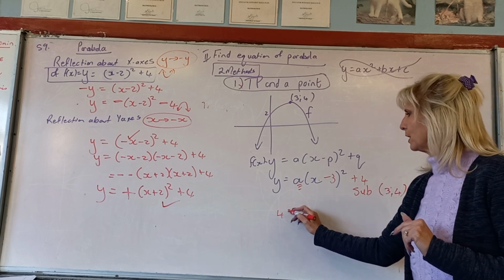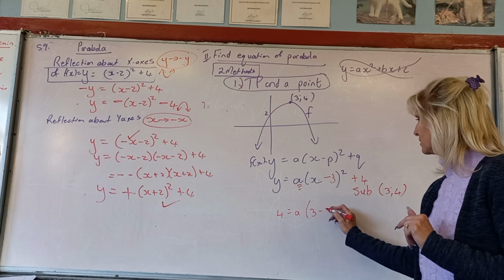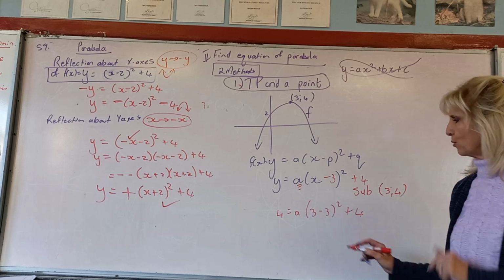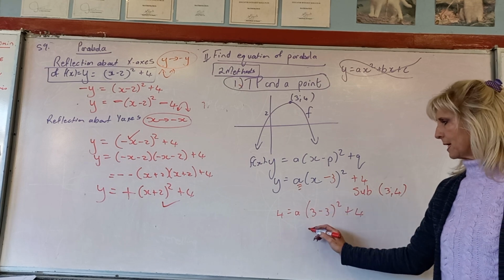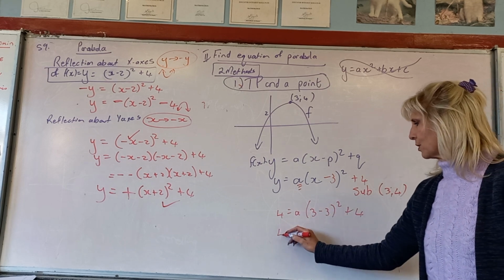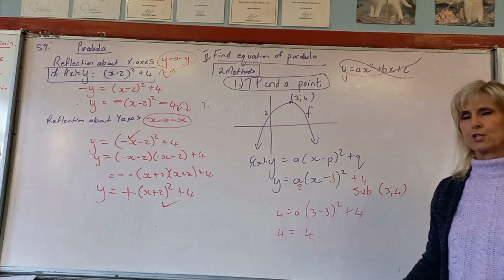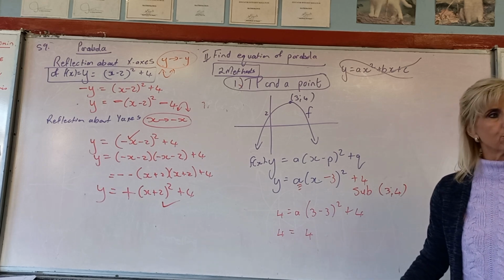And you're going to have 4 equal to a. You're going to have 3 minus 3 there. You're going to have plus 4. What's going to happen here? You got 0. And 0 times a is 0. So what's your answer? You just made a breakthrough in maths. 4 is equal to 4.